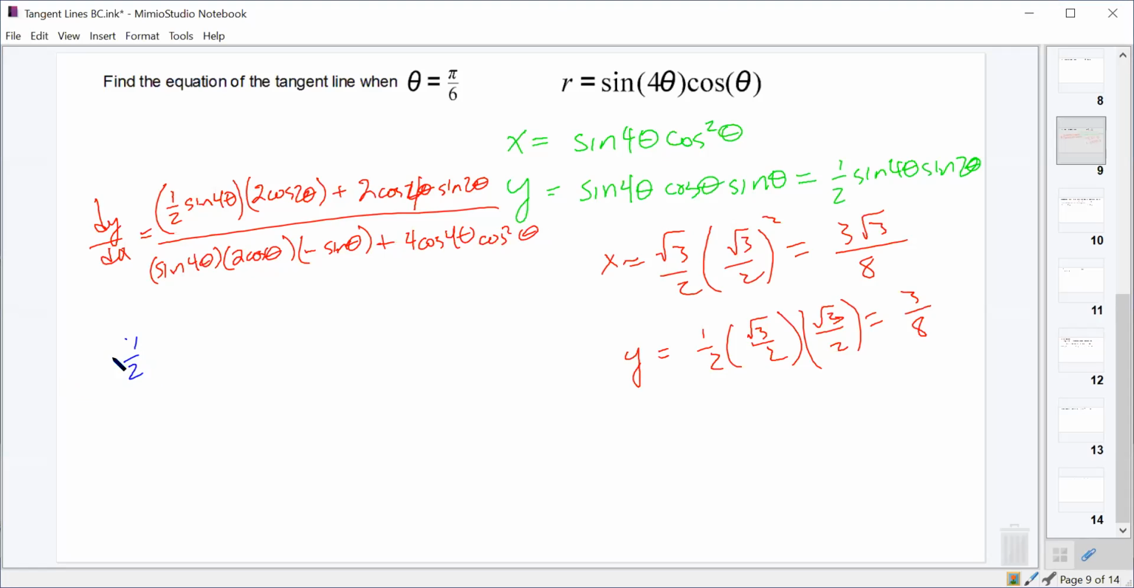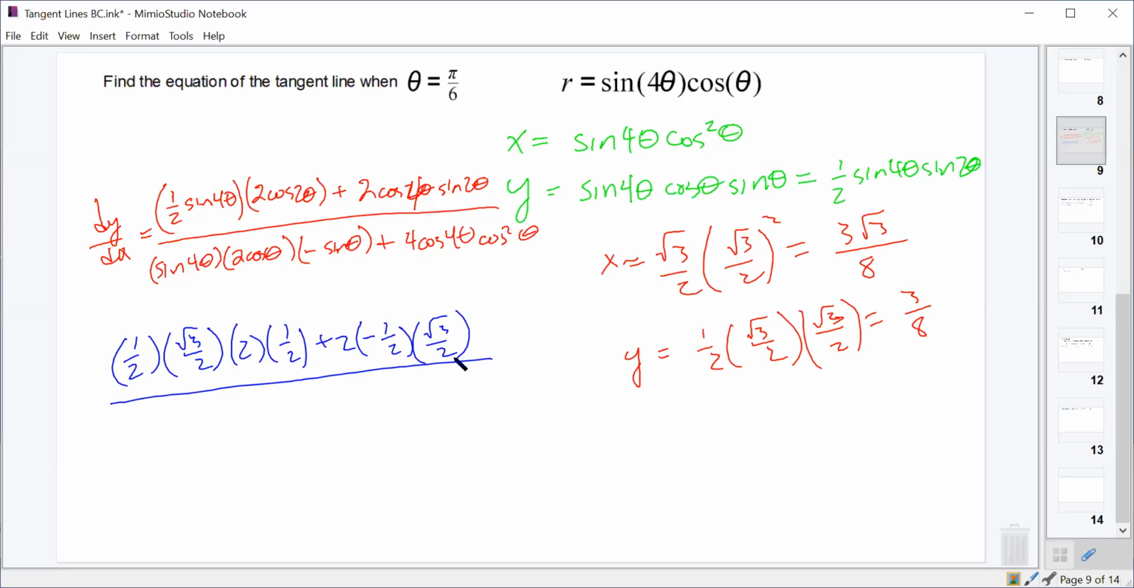So we got 1/2, and the sine of 4 pi over 6, like we said before, is root 3 over 2. We got a 2. And then we got a cosine of pi over 3. What's the cosine of pi over 3? 1/2. We got plus 2 times our cosine of 2 pi over 3. What's the cosine of 2 pi over 3? Negative 1/2. And then the sine of pi over 3 ought to be what? Root 3 over 2. And then in our denominator, we got that sine of 4 theta again, which ought to be another root 3 over 2. And then a 2. And then our cosine of pi over 3, which is a half.